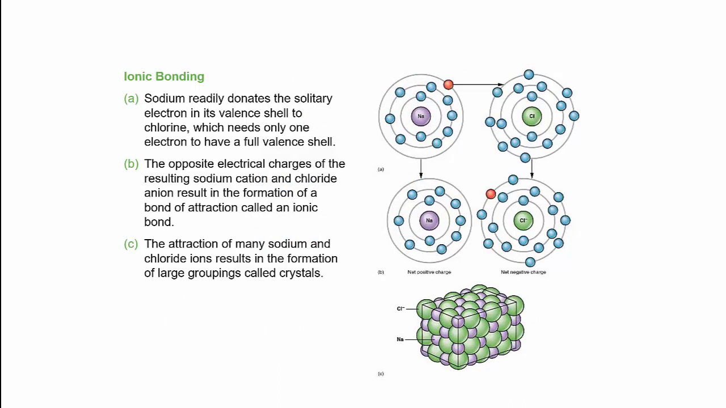Let's look at bonding. Ionic bonding. Sodium readily donates the solitary electron in its valence shell to chlorine, which needs only one electron to have a full valence shell. Valence shell is the outermost shell. The opposite electrical charge of the resulting sodium cation and the chlorine anion result in the formation of a bond of attraction called an ionic bond. The attraction of many sodium and chloride ions result in the formation of large groupings called crystals.